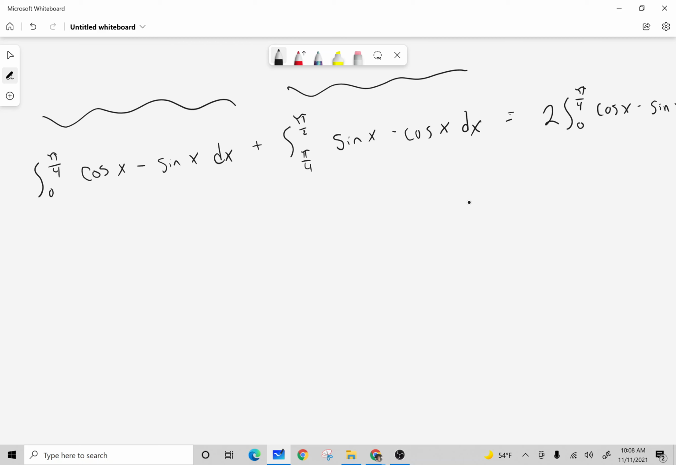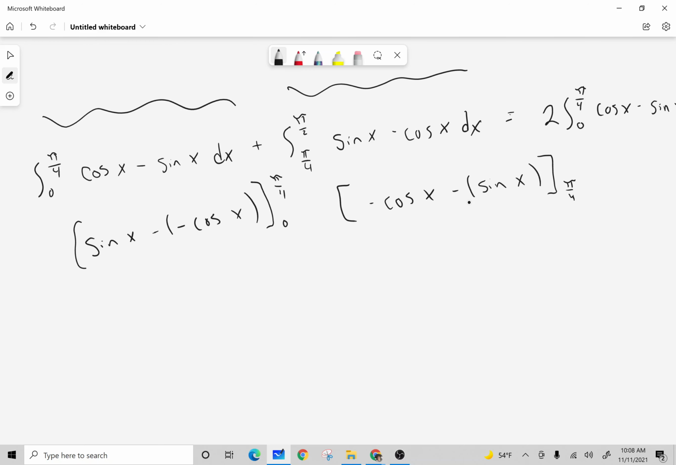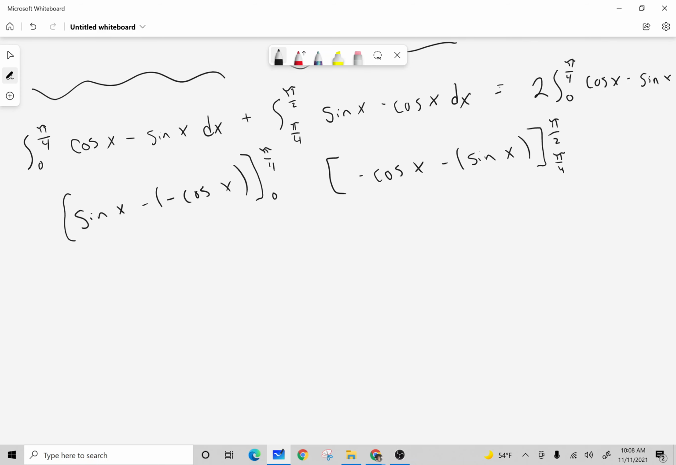We've got sine x minus negative cos x, integral 0 to pi over 4. We've got negative cos x minus sine x, pi over 4 to pi over 2. And now we're going to start plugging in.